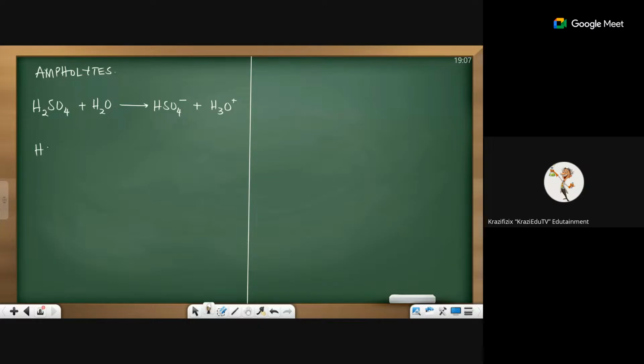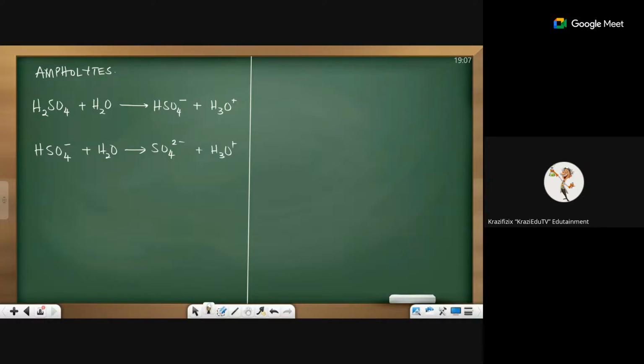Then that HSO4 minus plus H2O, leave some space, to give me SO4 2 minus. I want us to study this together. Oh, this is beautiful. You're going to see something nice here. So HSO4 minus plus H2O to give me SO4 2 minus plus H3O plus.